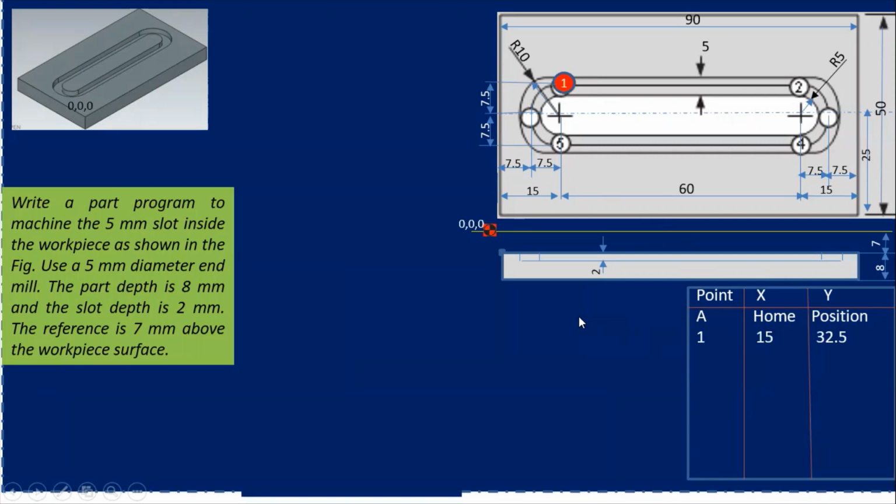Now see here. First, I want to find the coordinates of point number 1. So I get the X coordinate as 15. You can see from this position to here along the X axis it is 15.